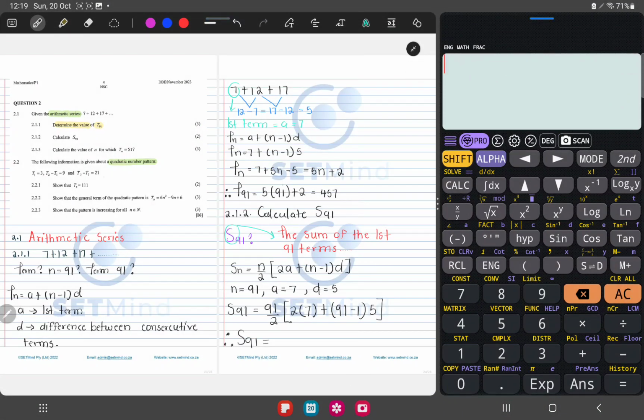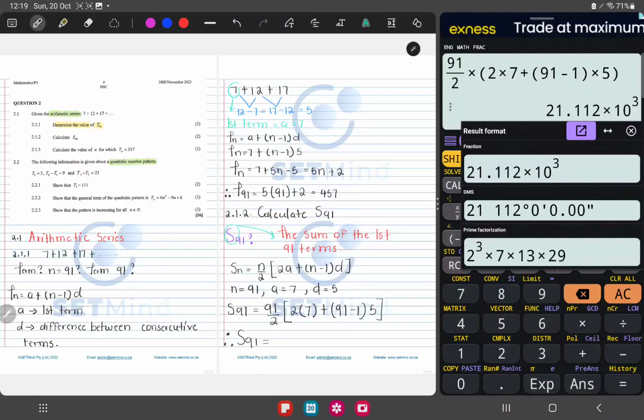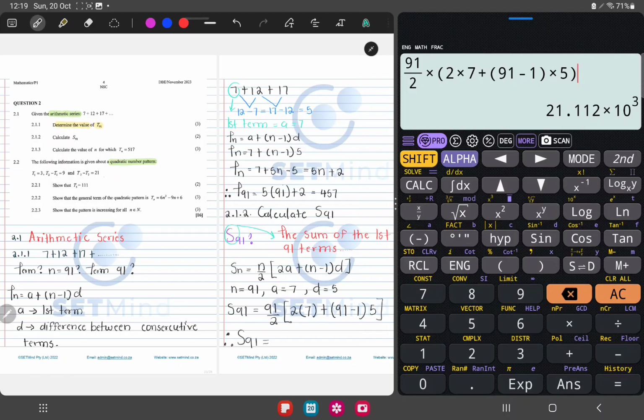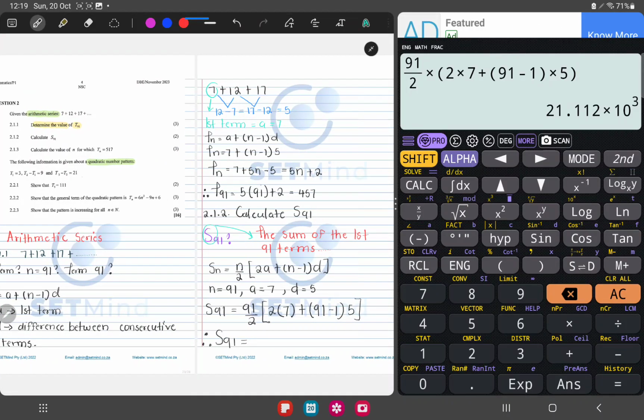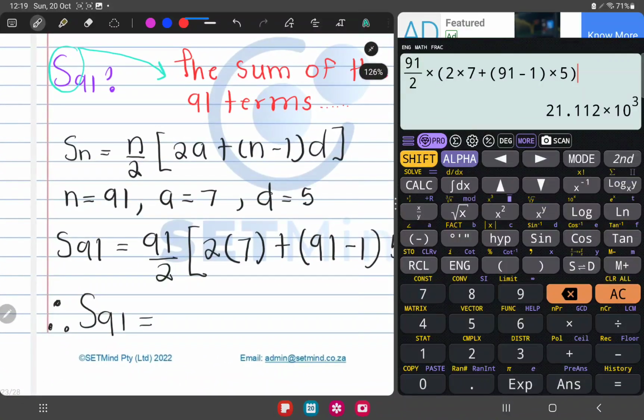So there's our calculator. So let's punch in 91 divided by 2 into 2 times 7 plus 91 minus 1 multiplied by 5, and then we close the bracket. So if you look carefully, the answer we are going to get there is just that my calculator likes writing things in scientific form. But if you look carefully, the answer is supposed to be 21,112.